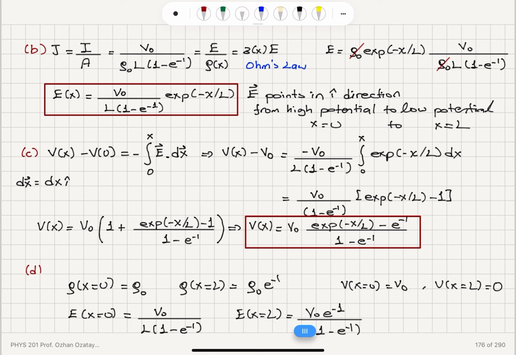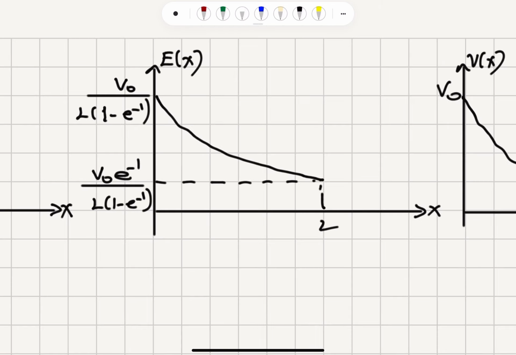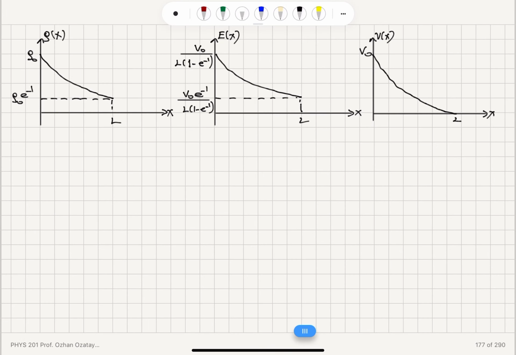The electric field also has an exponential decay. It starts from this value and it becomes smaller at x equals capital L. So it starts from V0 over capital L times 1 minus e to minus 1, and then it becomes V0 over capital L times 1 minus e to minus 1 multiplied with e to minus 1. So that's also an exponential decay. So this will be the final answer for the graphs of resistivity, electric field, and potential as a function of x.